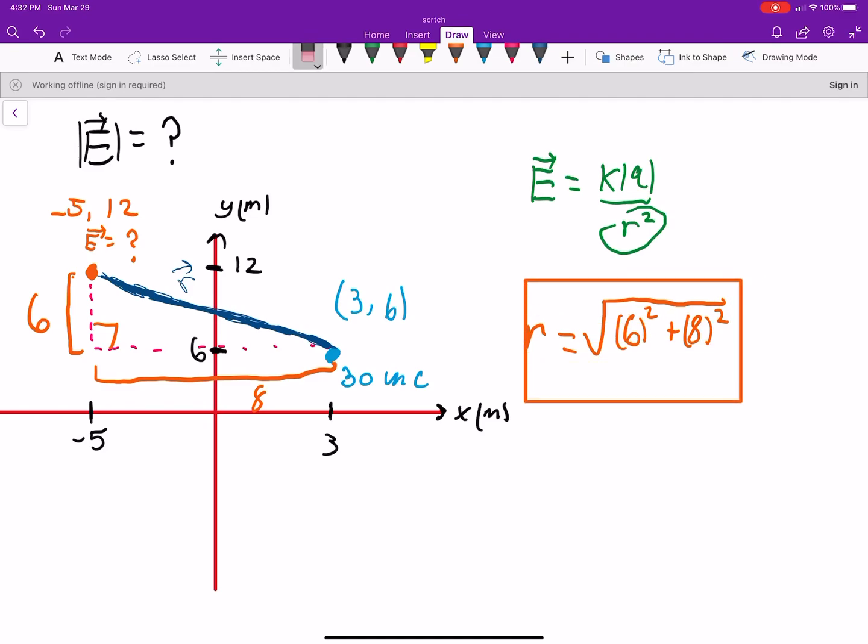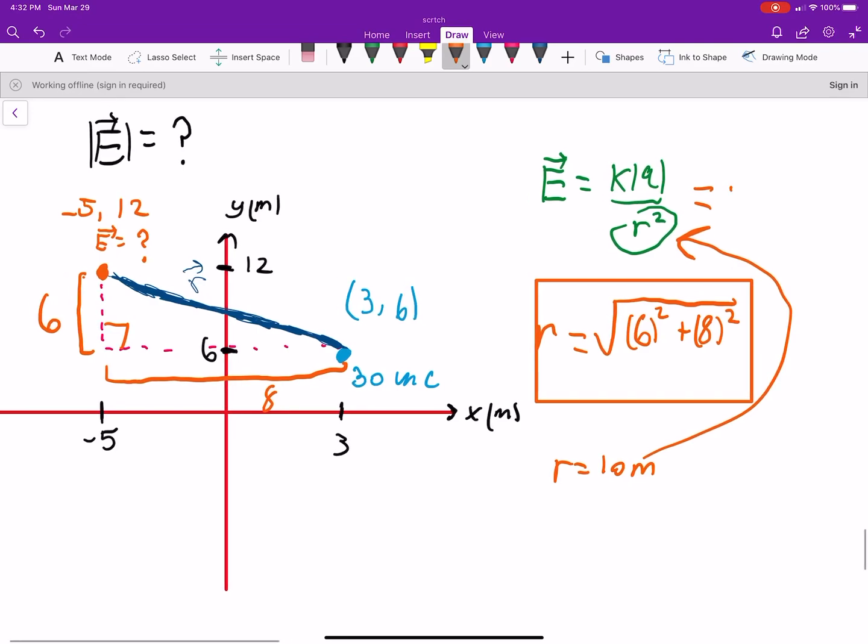So you're going to plug that in to get your R value. Now, once you have your R value, you're pretty much set up to go. The only thing you need to do is plug everything in after that. So R ends up being about 10 meters. And then if you plug this in, so this is your R that goes into here. K is a constant, Q we know. If you plug all that in, the E field at that distance should be 2.7 times 10 to the third newtons per coulomb.